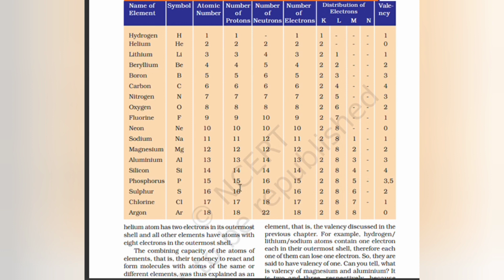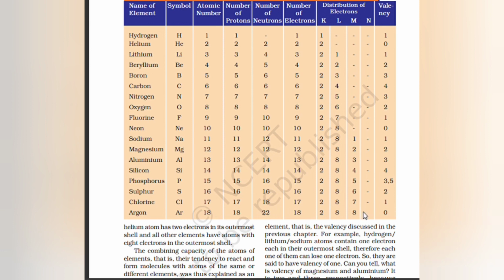Phosphorus: atomic number 15, number of protons 15, neutrons 16, electrons 15, K shell 2, L shell 8, M 5, valency 3, 5. Sulfur, S: atomic number 16, protons 16, neutrons 16, electrons 16, K2 L8 M6, valency 2. Chlorine: atomic number 17, protons 17, neutrons 18, electrons 17.